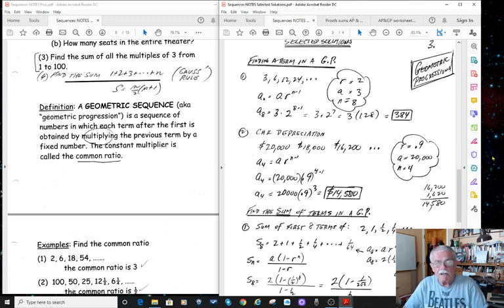We spent some time on arithmetic sequences, which, just to remind you, generally start out with a given term A, and we add a constant D, or subtract the constant D, to each subsequent term, and that is an arithmetic sequence because we're adding. A geometric sequence, aka geometric progression, is a sequence of numbers in which each term after the first is obtained by multiplying, not adding, multiplying the previous term by a fixed number. The constant multiplier is called the common ratio.